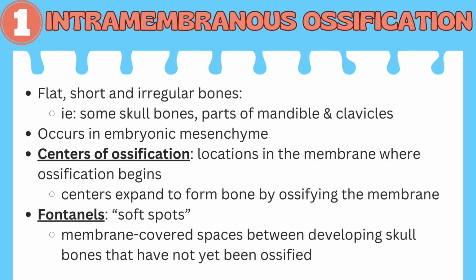Intramembranous ossification occurs in embryonic mesenchyme. Centers of ossification are locations in the membrane where ossification begins. These centers expand outwards to form bone by ossifying the membrane.